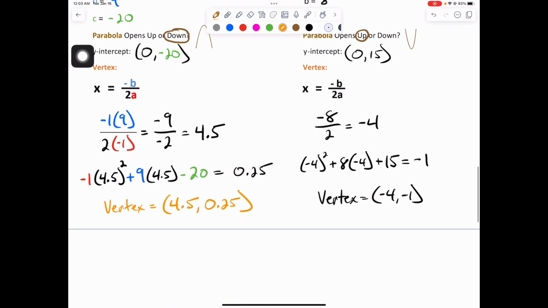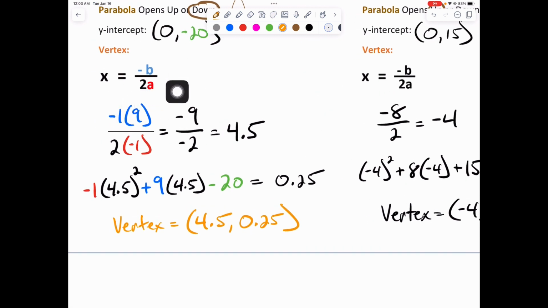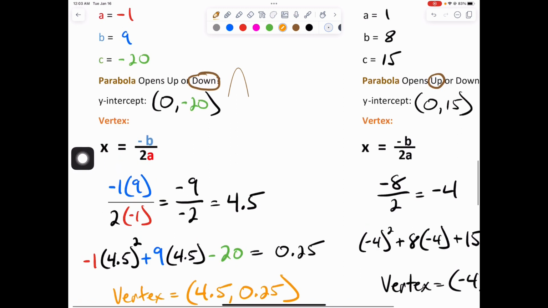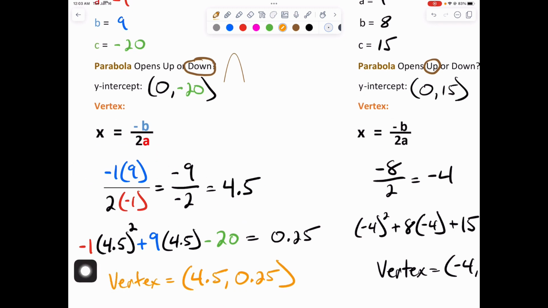And then for our vertex, x equals the opposite of b over 2 times a. I took the long route just to show you that negative: -1 times our b value, -1 times 9 gave us -9. We put that over 2 times a, 2 times -1, which is -2, and that equals a positive 4.5, as the same rules apply when you divide just like when you multiply. Now plug in. We have that -1 acting as the coefficient of x squared, so we put it there. Then open a parenthesis, drop in our 4.5, close it, square it, plus 9, open parenthesis, 4.5, close, minus 20 equals 0.25, giving us a vertex of (4.5, 0.25).